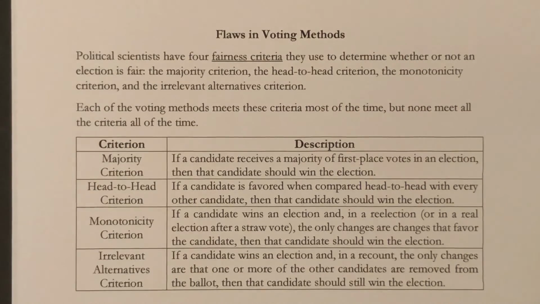And then the final is the irrelevant alternatives criterion. And this says if a candidate wins an election and, in a recount, the only changes are that one or more of the other candidates are removed from the ballot, then the candidate should still win the election. So if you've won and then other people drop out, then you should still win.